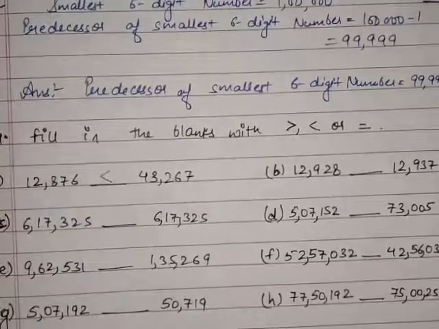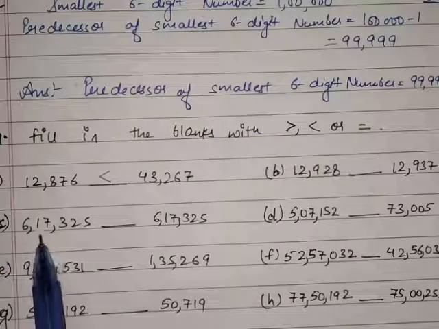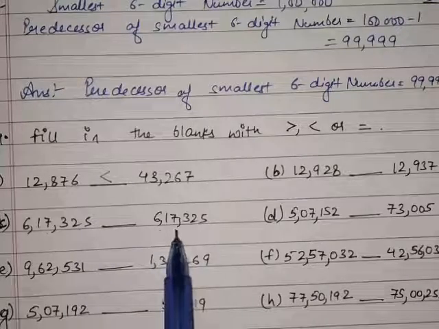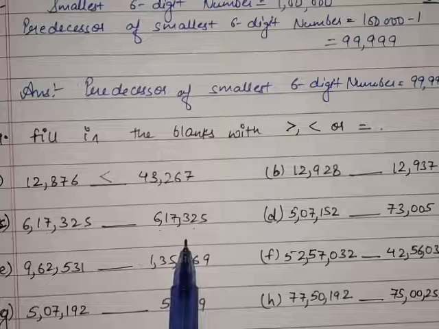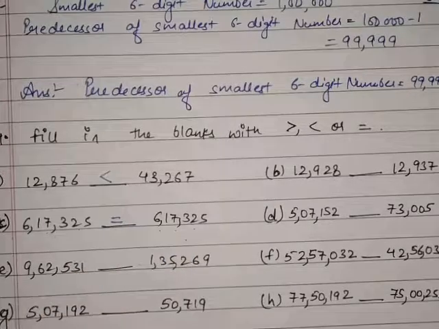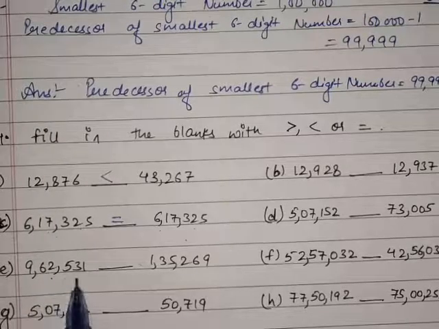Now the next question is given: 6,17,325 and 6,17,325. Now both the numbers are equal, so which sign will come? Equal. Now what is the next one given? It is given 9,62,531. Then what is given?